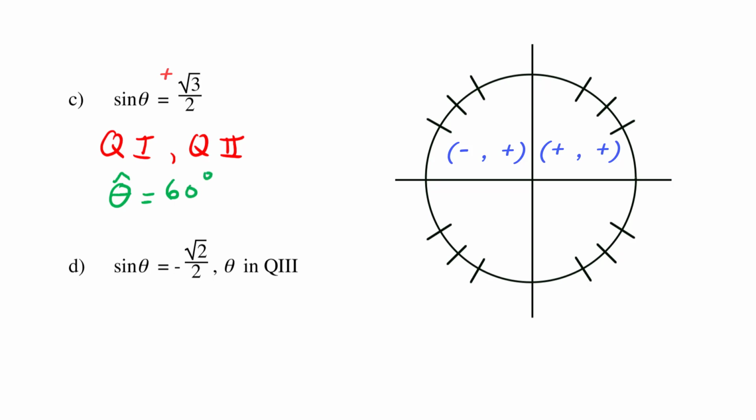So we need to find the 60 degree related angles in quadrants 1 and 2. And that's all we need to know. We get 2 solutions here as well. Theta equals 60 degrees, comma, 120 degrees. Two solutions.